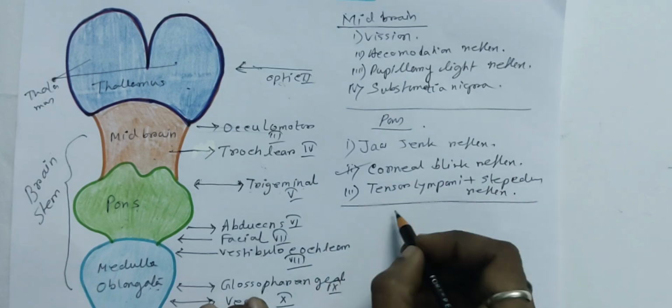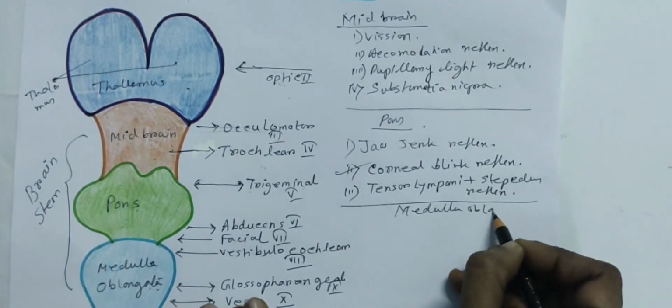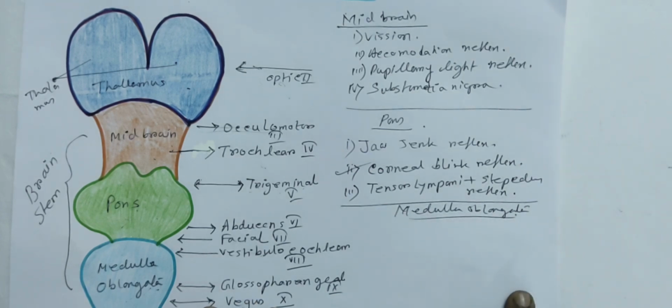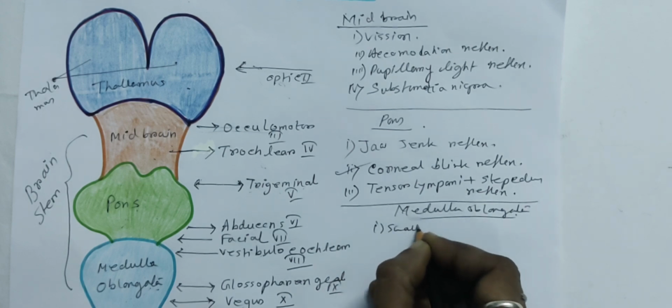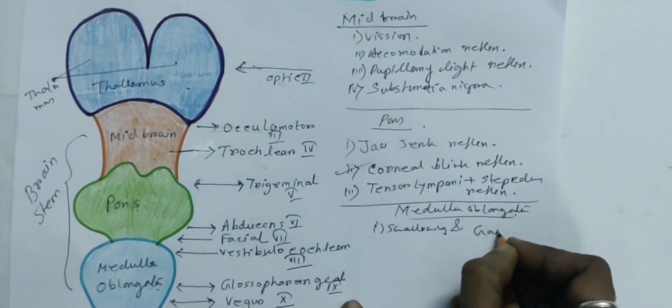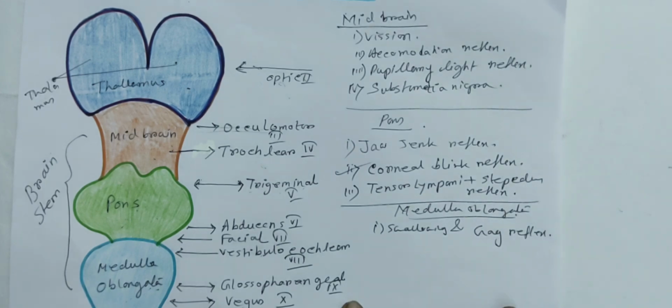Now come to the medulla oblongata. Medulla oblongata is associated with swallowing and the gag reflex. What is this reflex?